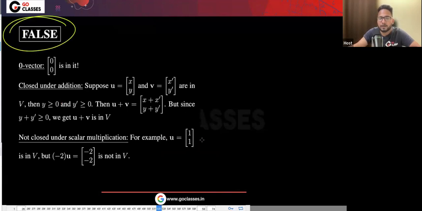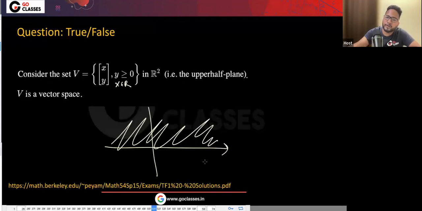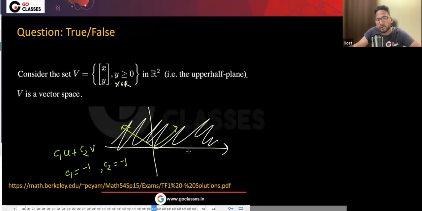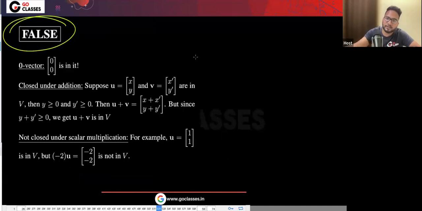Okay, so why is that false? Because we have seen that there exist two vectors such that you can make them, for example, C1 U plus C2 V. You can take C1 equal to -1, C2 equal to -1, and the resultant vector will have negative Y, which is not in the same space, right? I think they also have some example here, not closed under. Okay, so anyway, this is false. They are also proving it in some way.